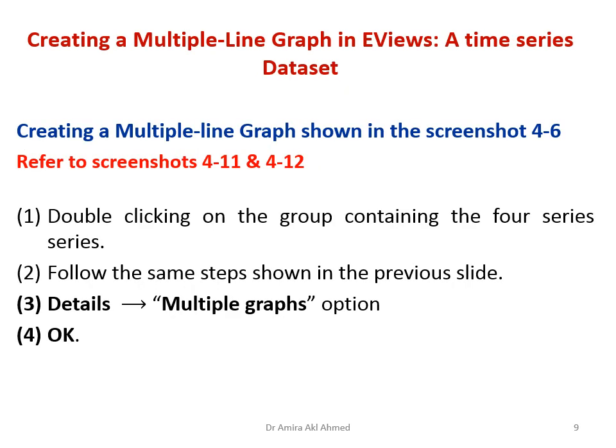In the same manner, the multiple time series graph tracking the evolution of the US quarterly data on real GDP, price level, narrow money supply, and interest rate depicted in the screenshot 4.6 can be created by double-clicking on the group containing this series. Then you follow the same steps shown in the previous slide. However, there is only one difference.